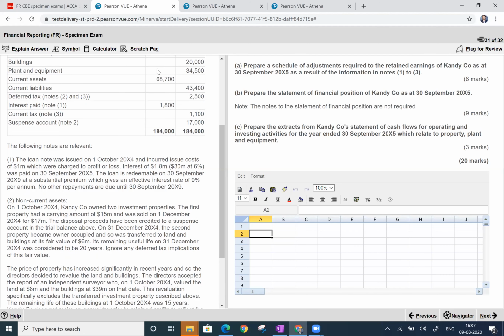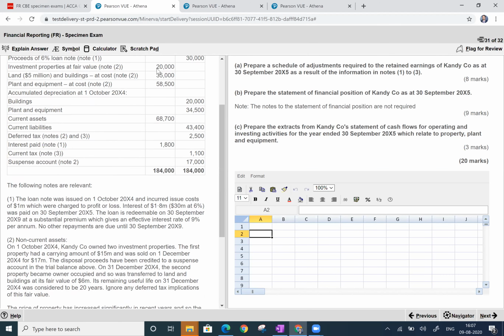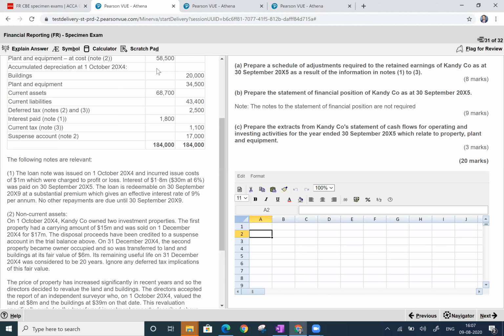So read each adjustment. The loan note was issued on 1st October x4. When is your year end? 30 September x5. At the beginning, a loan note was issued and incurred an issue cost of 1 million, which was charged to the profit and loss account. So my first question is this: the loan note was issued, so is it an asset or liability?